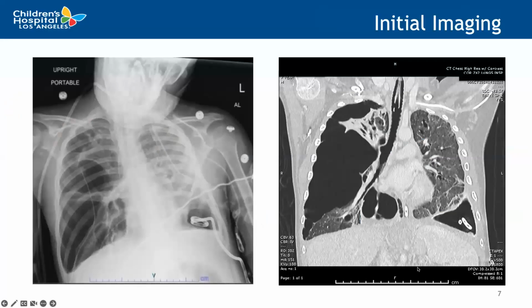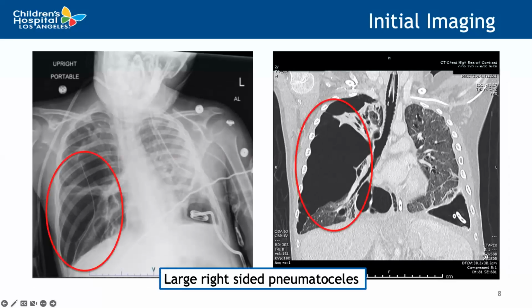This was his initial imaging upon arrival to our facility. And as you can see, he has, again, very severe ventilator-induced lung injury. The image on the left is his chest x-ray, and the image on the right is a CT scan done at around the same time. I want to point out that he has these large right-sided pneumatoceles that were likely due to repetitive barotrauma, with very little lung parenchyma present on that right side.